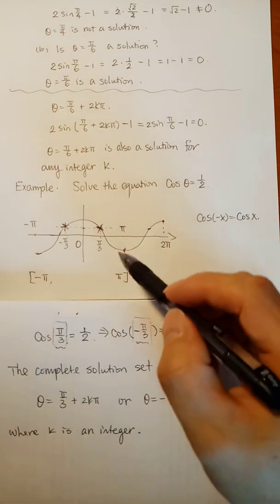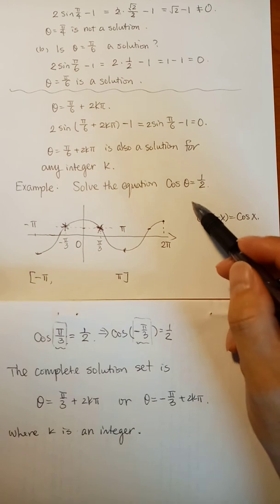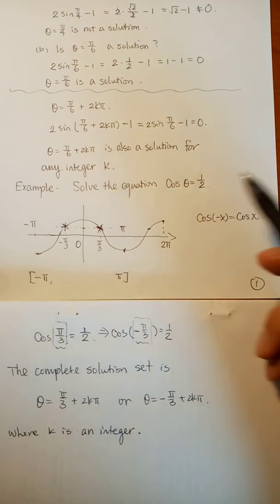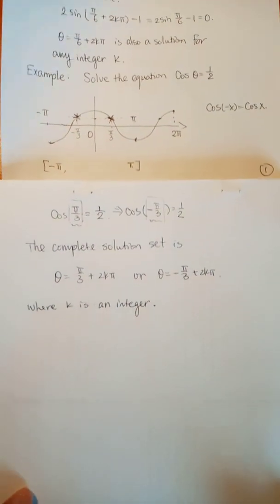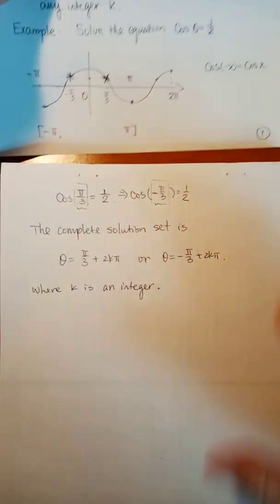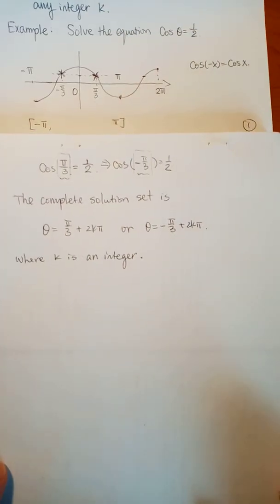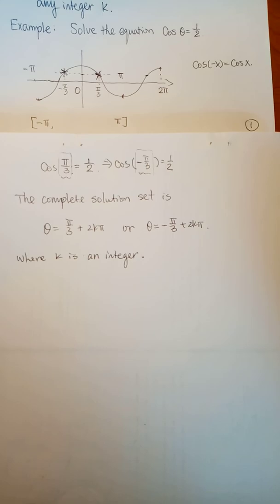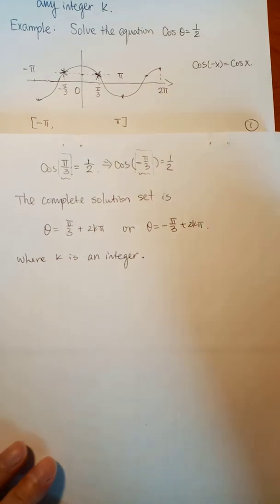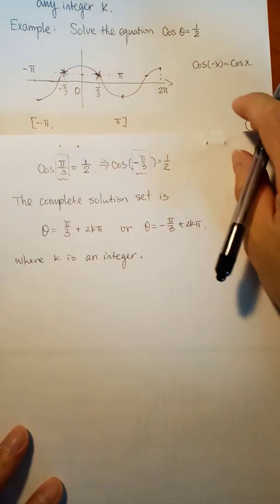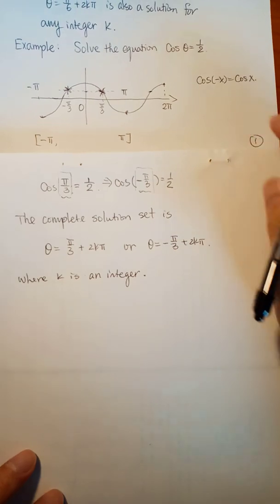For all the cosine function, you can do this trick. Okay? You can always do this. Okay, so this is the special thing for the cosine.